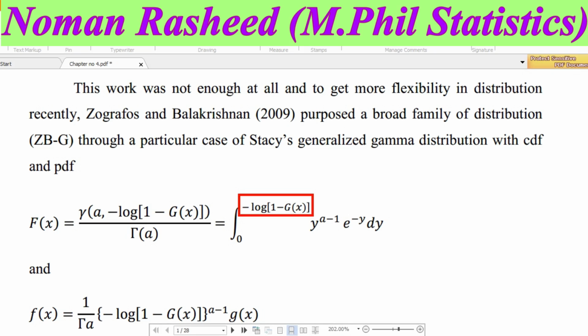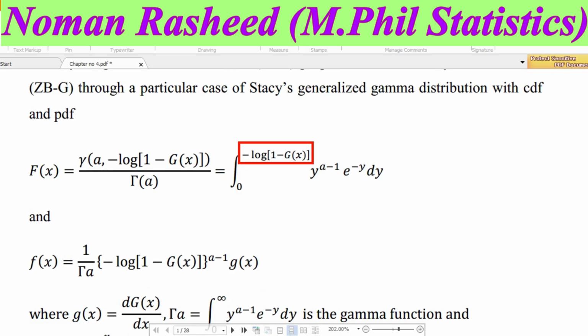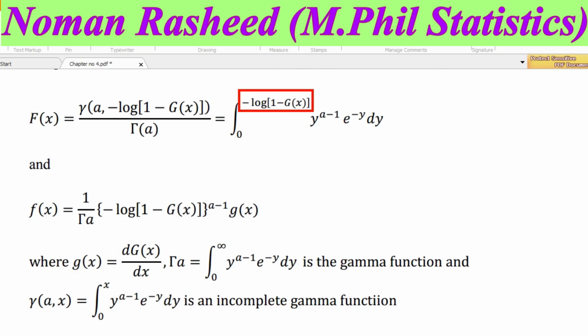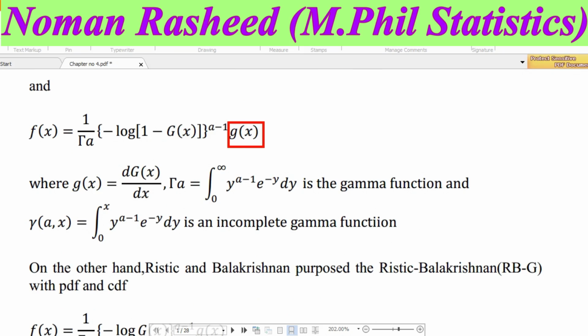So for the family of distributions they proposed, the PDF is 1 over gamma A, minus log 1 minus Gx raised to power A minus 1, times gx. Basically gx is the PDF of the baseline model. Similarly, in the same way, the CDF, the cumulative distribution function of the gamma distribution, is given.